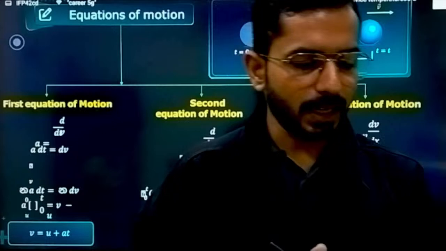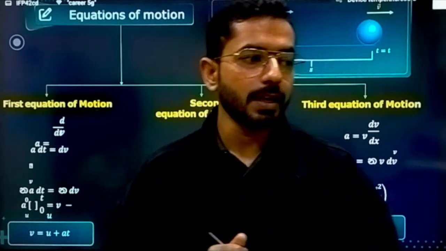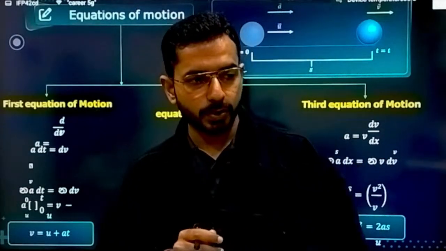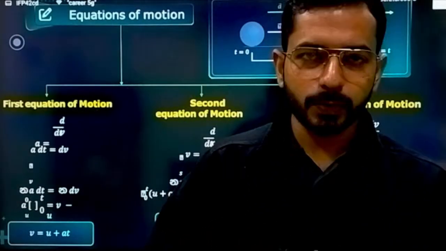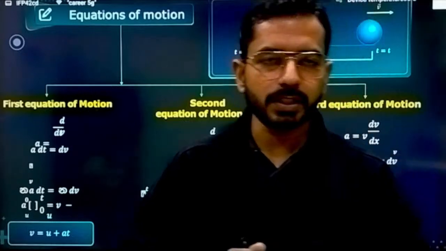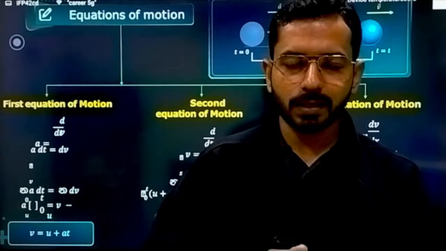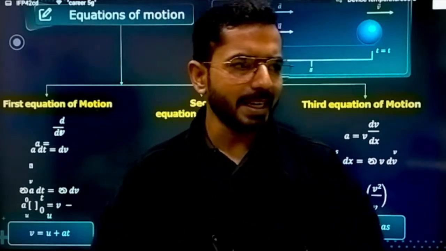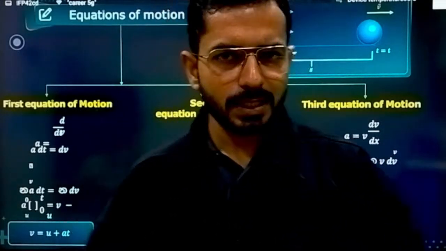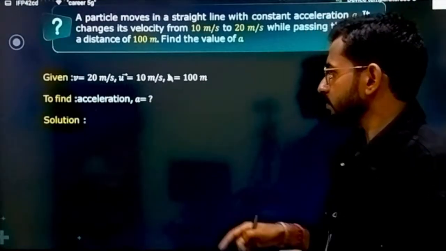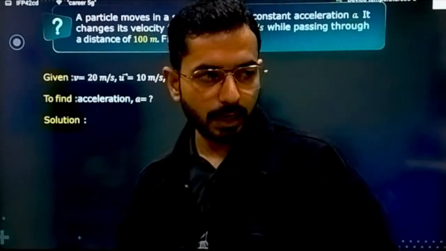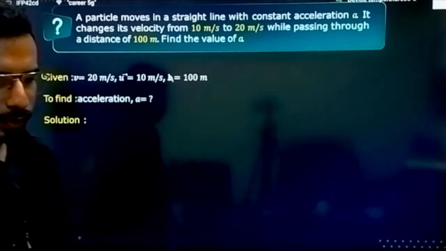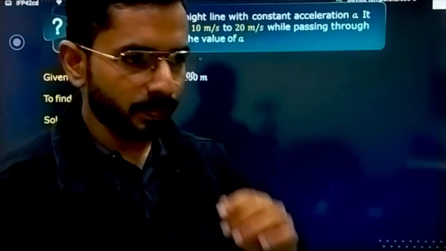S represents the displacement. I hope this is clear. Third equation of motion: v square minus u square is equal to 2as. That is the third equation of motion. Using the three equations of motion, along with proper sign conventions, you can solve any kind of kinematics questions. So let's understand and learn how to apply that. Always for these kinds of questions, it is very important to write the given values. What are the given values?